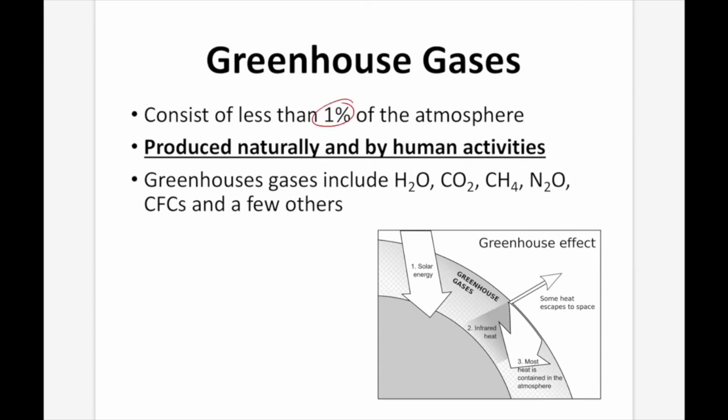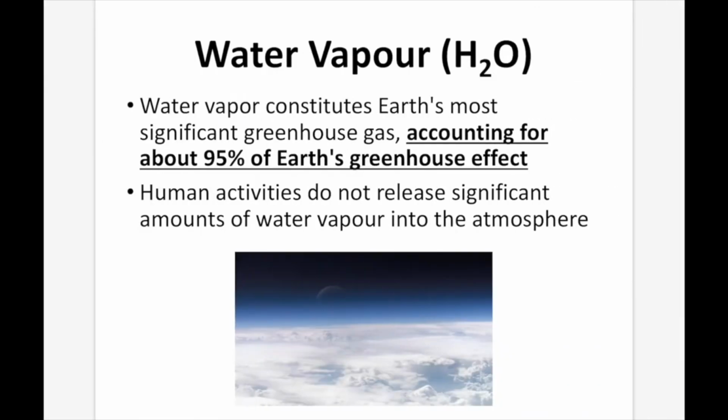They're produced naturally and by human activities. Greenhouse gases include water, CO2, CH4, N2O, CFCs, and a few other ones. Now, the biggest contributor is water vapor, H2O. Water vapor constitutes Earth's most significant greenhouse gas, making about 95% of the greenhouse effect. Now, human activities do not release significant amounts of water vapor into the atmosphere, so you could say that we don't directly contribute to the amount of water in the atmosphere.